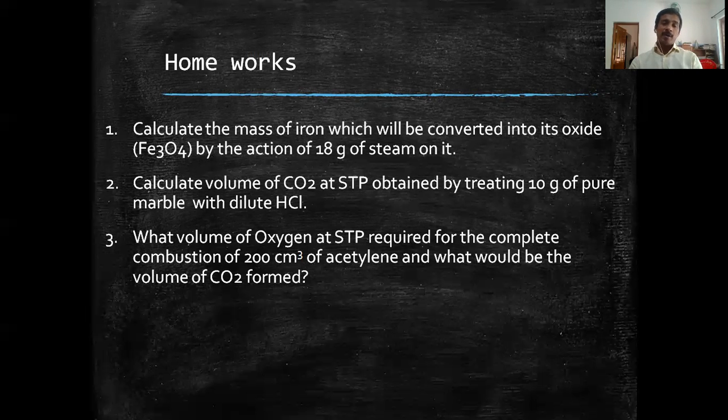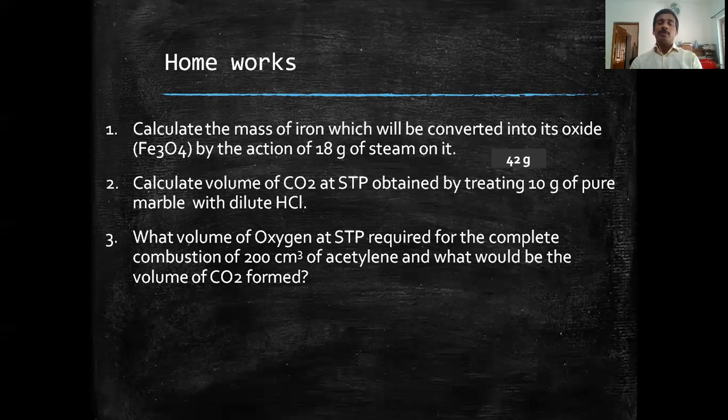We have to find out the mass of iron by the action of 18 gram H2O. So you have to concentrate on mass of iron and H2O. And from that data, you can calculate the mass. I'm giving you the answer. That is 42 gram. If you are getting 42 gram, your answer is correct. Otherwise, you have to try it again and find out the correct answer.